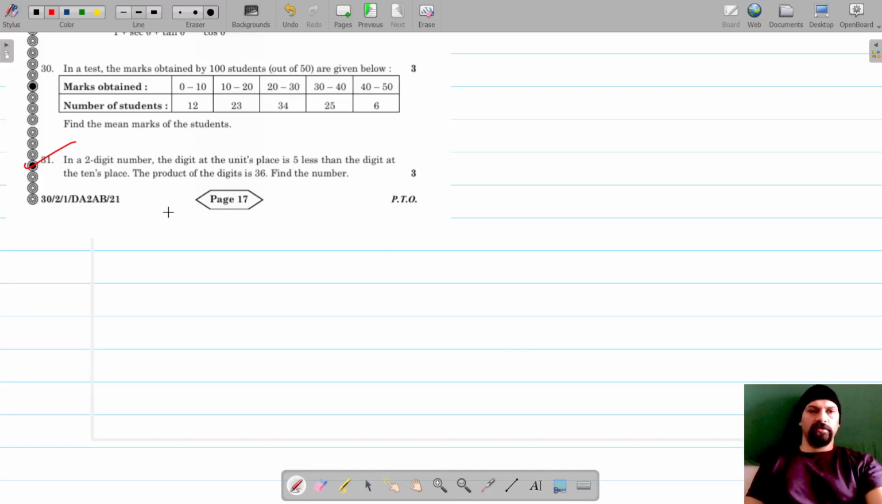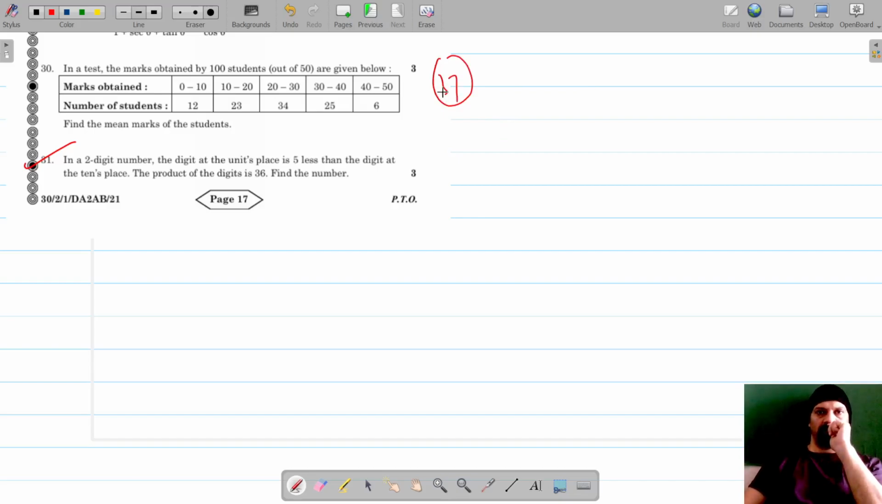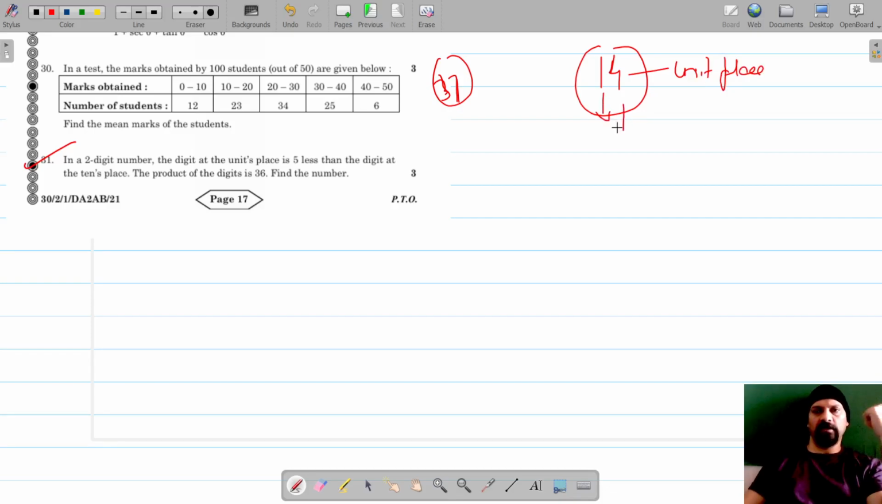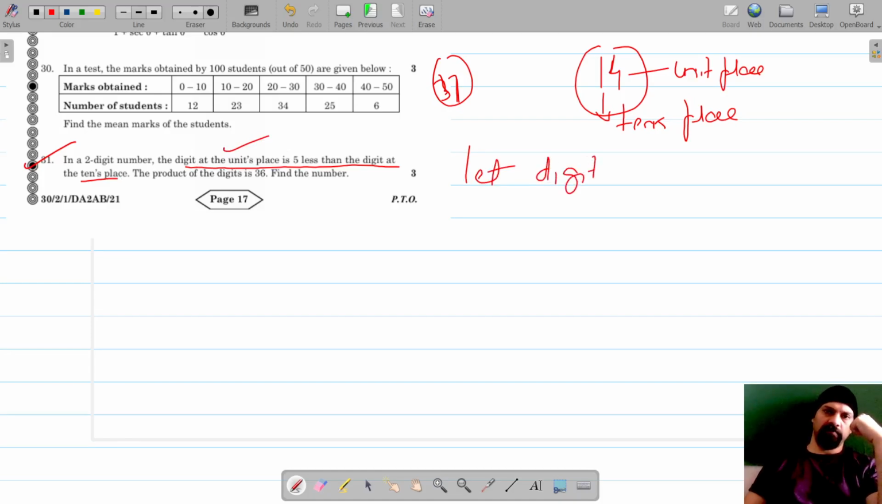For question number 31, it's given that in a two-digit number. So this is question number 31, and we know that a two-digit number is given by this, where this is units place, and this digit is at tens place. So it's given that the digit at units place is less than the digit at tens place by 5. So let's assume that the digit in tens place be x.